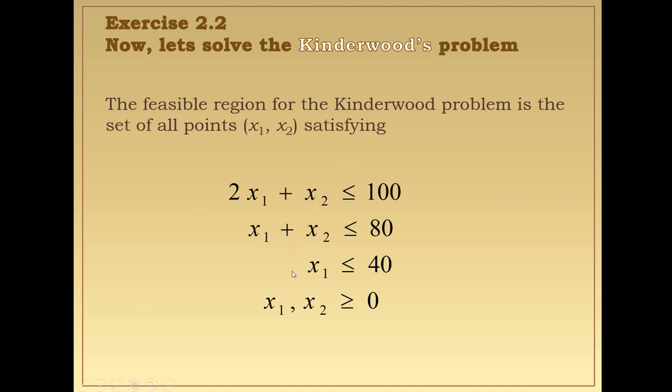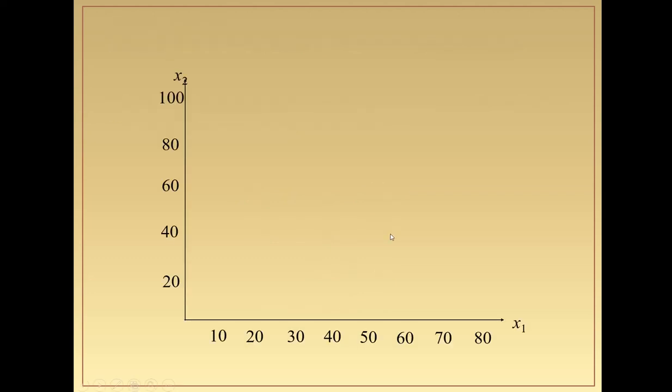Same for the second constraint and the third constraint. This one is very easy. The intercept point on the x1 axis is (80, 0), and on the x2 axis is (0, 80). For the third constraint, we will get a vertical line, where the line passes through the point (40, 0). So we draw the first constraint.